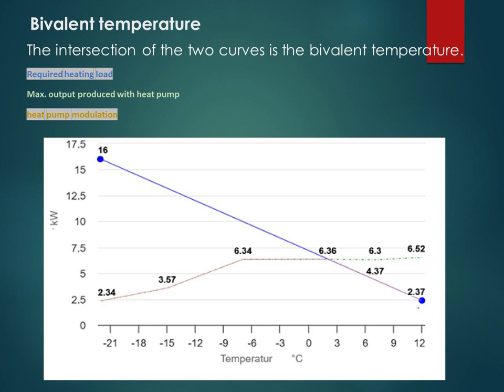The blue line shows the required heating output depending on outside temperature. The dashed line represents the maximum possible output of the heat pump. The orange line shows the actual heat pump output, accounting for modulation.